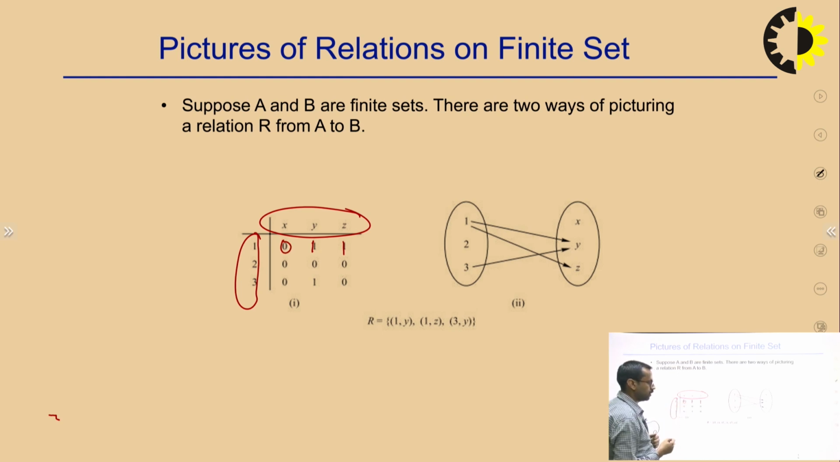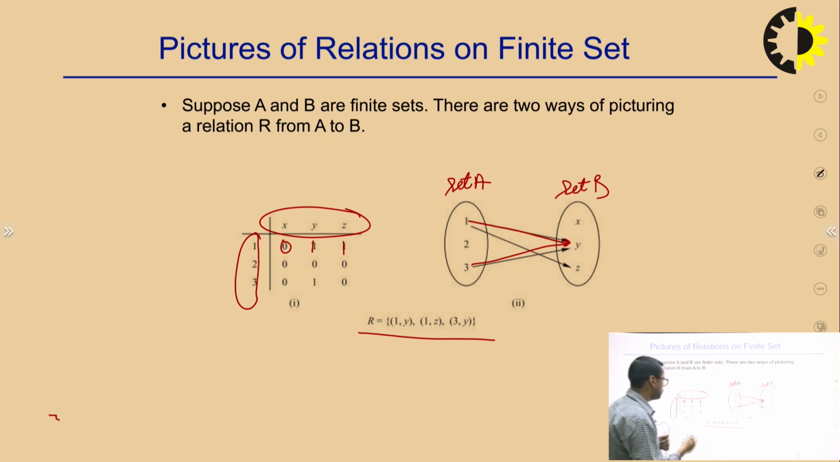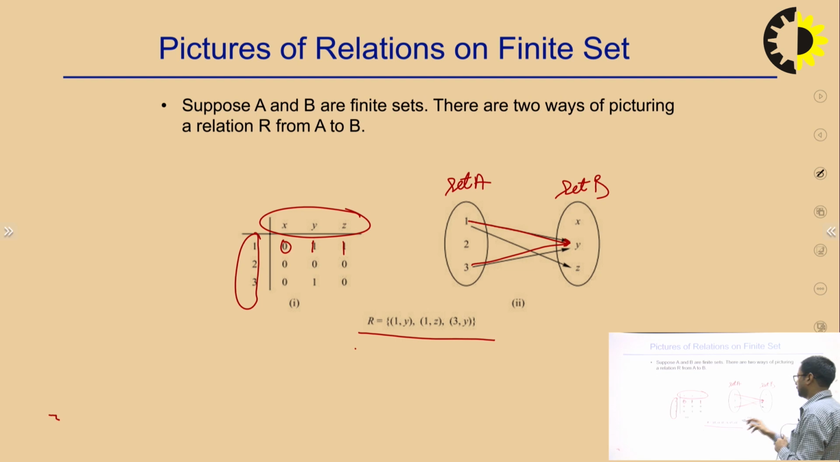It is also a representation. We also use such type of pictorial representation. It is the set A and it is the set B. For 1, there is a relation to y. So we can use such type of representations for the relation 1y, 1z, 3y.